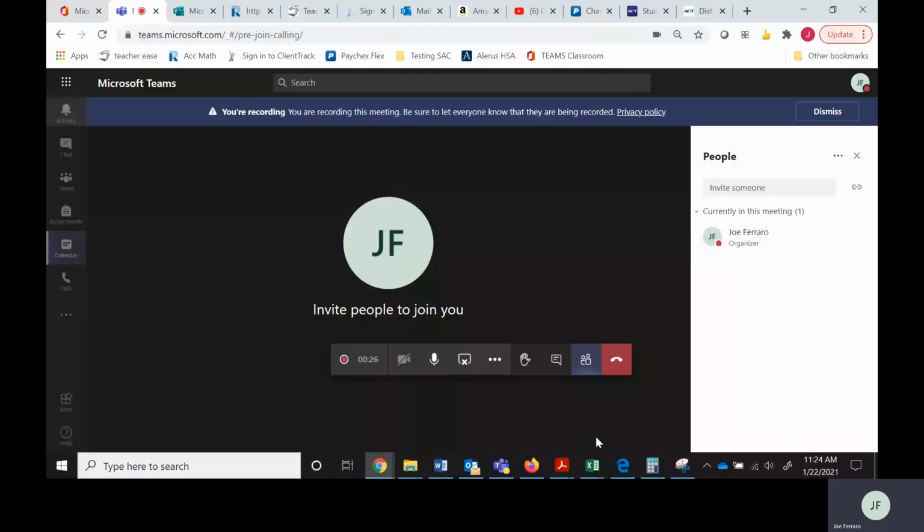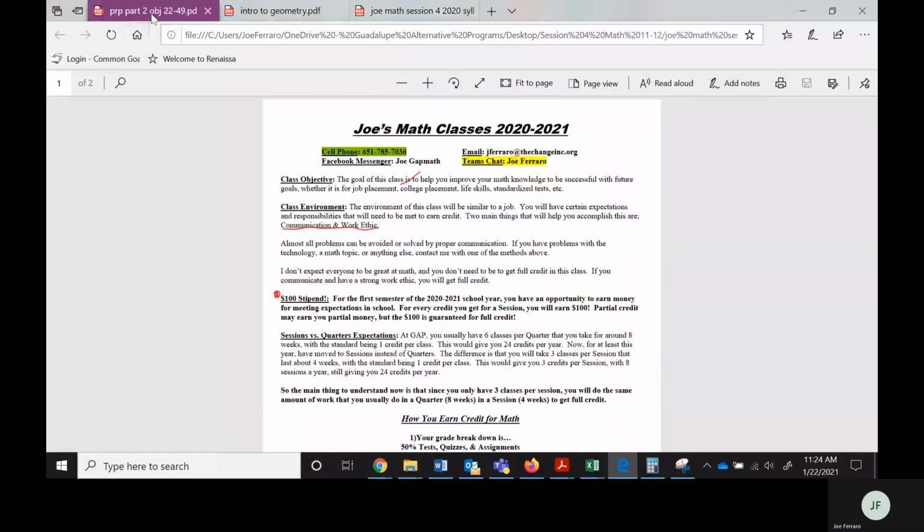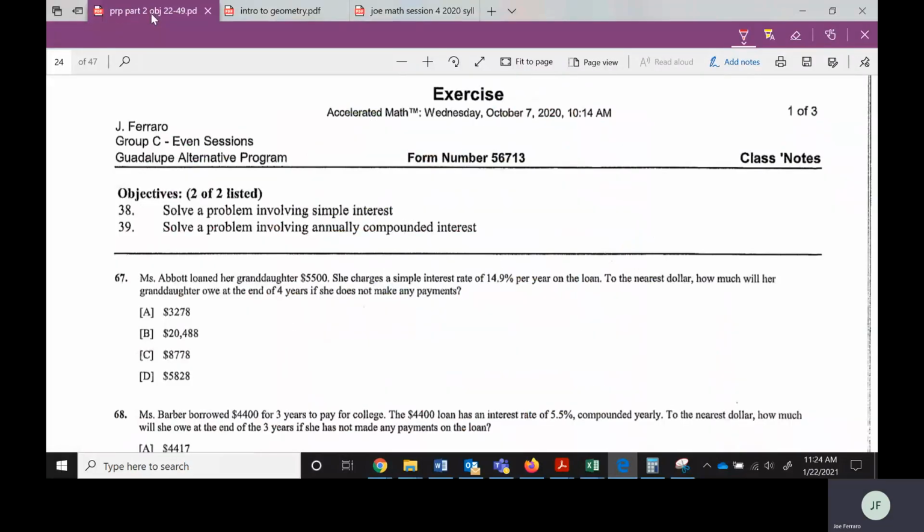Hey, Cat Math students. This is video notes for percents, ratios, and proportions, objectives 38 and 39. So make sure you grab your packet. If you don't have your packet, hit pause, go grab that. Then you'll open it to the page that looks like this, 38, 39.